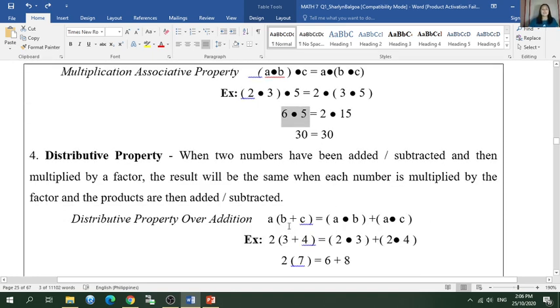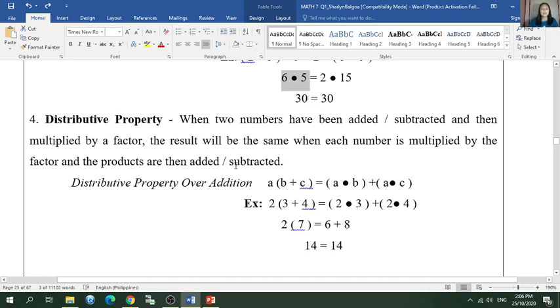Next, how about the distributive property? When two numbers have been added or subtracted and then multiplied by a factor. What do you mean by factor? The number to be used as our factor, or that is what we call the multiplication process. The result will be the same when each number is multiplied by the factor and the products are then added or subtracted. Okay, so this is distributive property over addition.